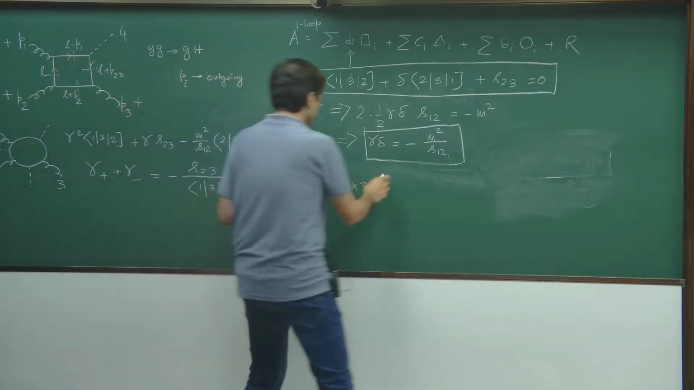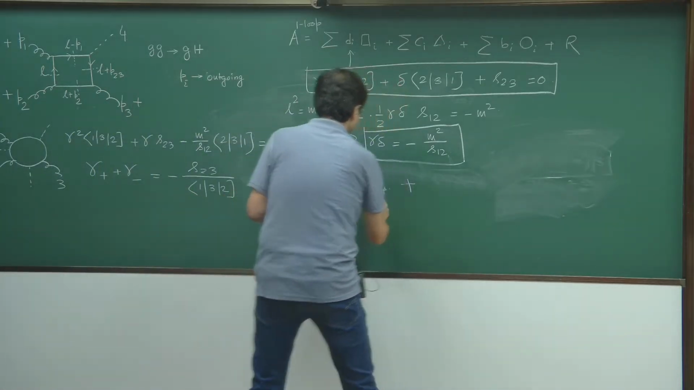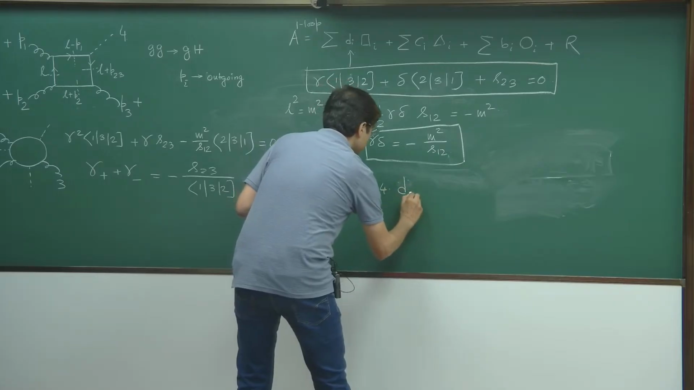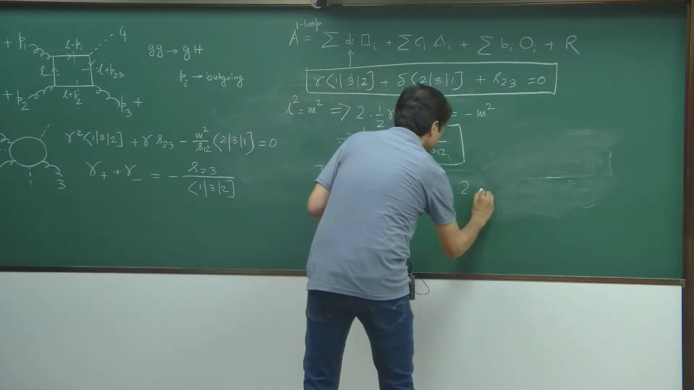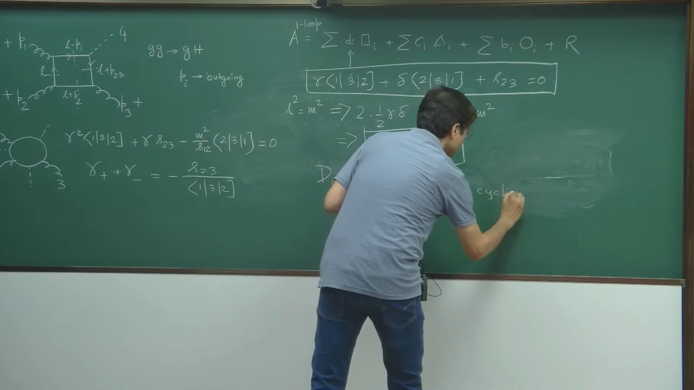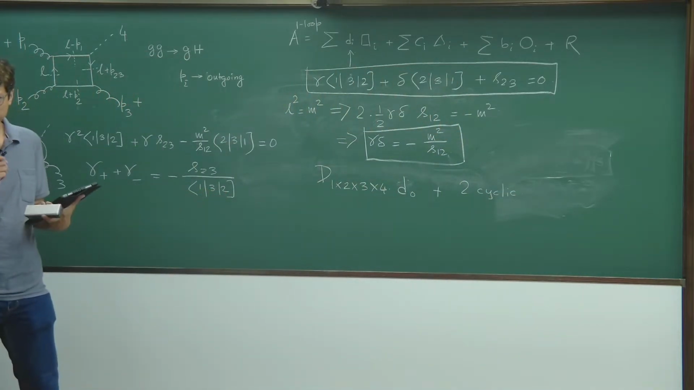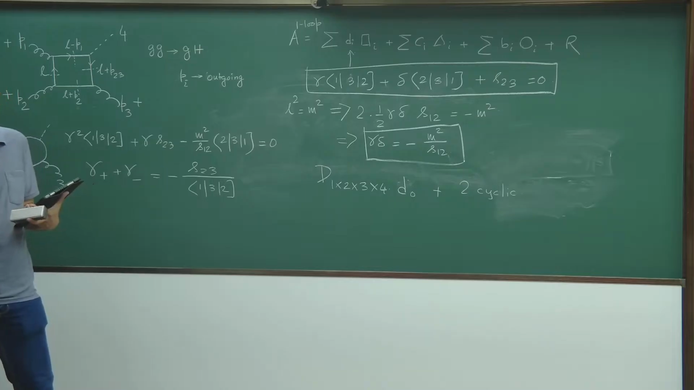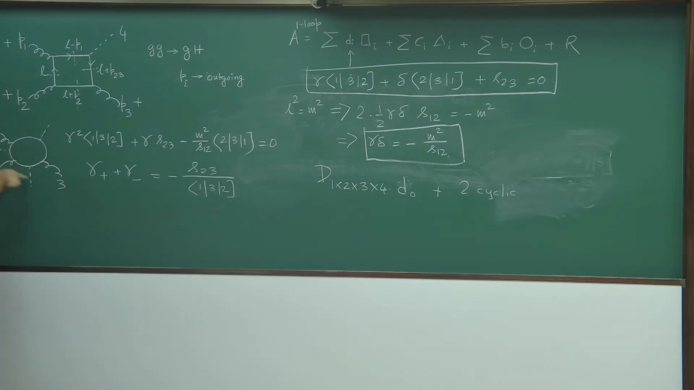So the full box coefficient is D1 2 3 4, and I know what is the expression for the associated box coefficient plus 2 cyclic ordering of that. So that is all. You just change 1 to 2, 2 to 3, 3 to 1. That's it. Okay. So any questions?